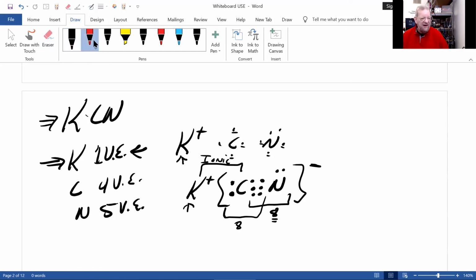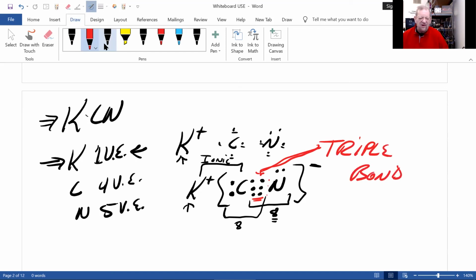And if we want to get colorful on you, look out. If we look right here, the bond between the carbon and nitrogen, 1, 2, 3 pairs of electrons, is a triple bond. So in potassium cyanide, there's an ionic bond, one of them, and a covalent triple bond. And that's how you do it.